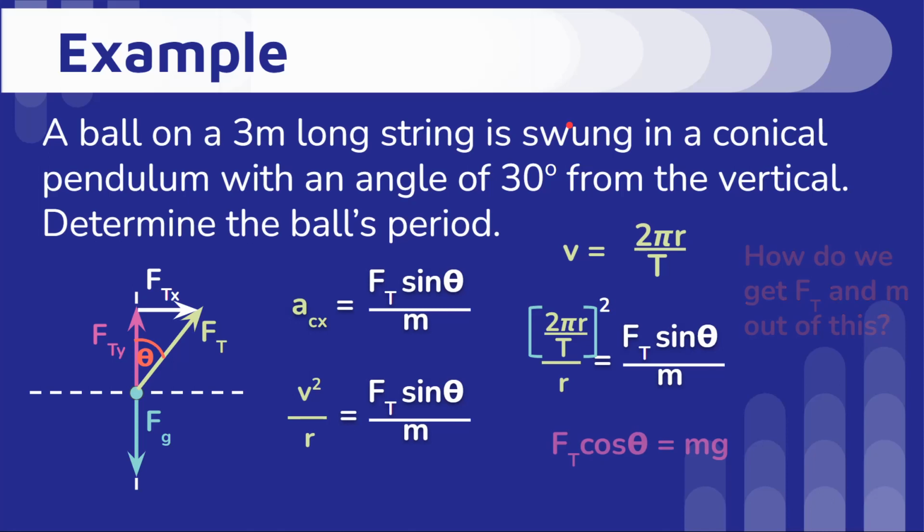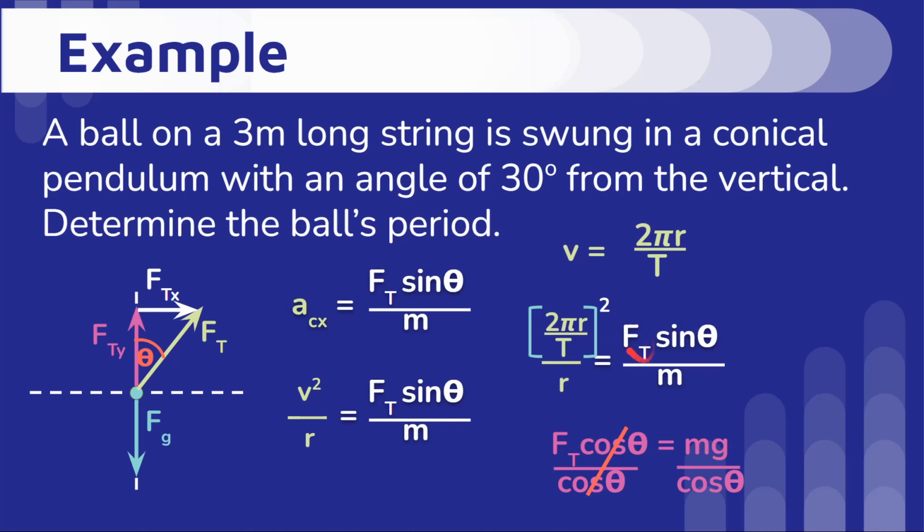Okay, so I know from the previous slide that I can use my y component. Even though it's not really what I'm solving for, I can use it. I know that F_T is equal to mg over cosine theta, and here's F_T right here as well.